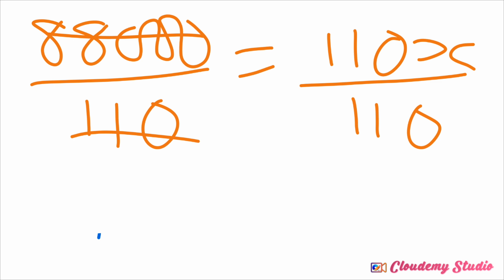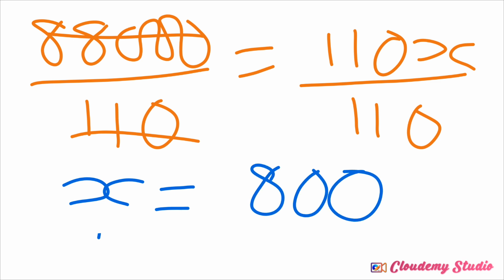On the calculator, 88,000 divided by 110, we are going to get our answer. X will be, on the calculator it's giving me 800. That is our answer. So that 800, it is 800 what? Remember, we are calculating the number of turns in the secondary coil. So 800 turns. That is done.